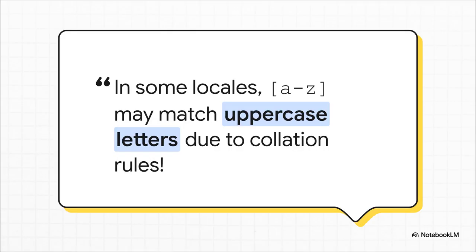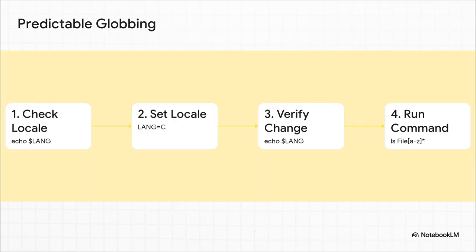But here is a massive pitfall. This is something that trips up even experienced people. The meaning of a range like a to z can actually change depending on your system's language setting, its locale. In some settings, it might unexpectedly match both lowercase and uppercase letters. This can cause a script that works perfectly on your machine to totally fail on a server. So, to make sure you get predictable, consistent results every time, you can set your locale to C. This forces a strict, old-school sorting order, so a-z will only ever match the 26 lowercase letters, period. It's an absolute best practice for writing shell scripts that you know will behave the same way no matter where they're run.